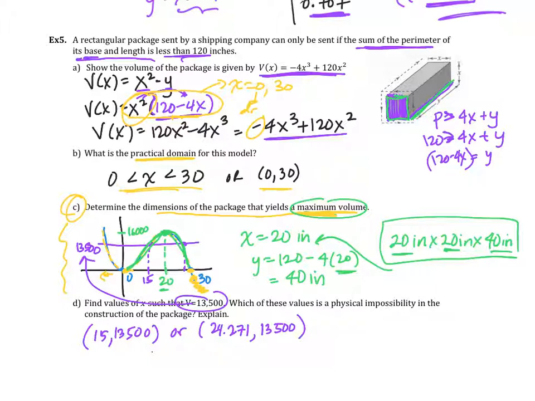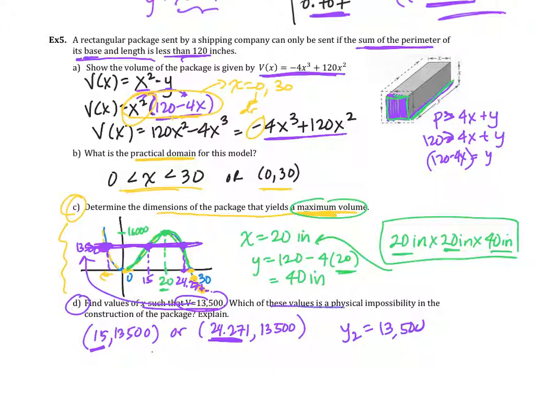Then finally, letter D says, find the values of x such that the volume would equal 13,500. Well, you need to put in your y sub 2, 13,500, so it comes up with this line right here that goes through it. You find the intersection points. You have an intersection at 15. You have an intersection at 24.271. Are those the only intersections? No, you have one more intersection over here, which is a negative x value.